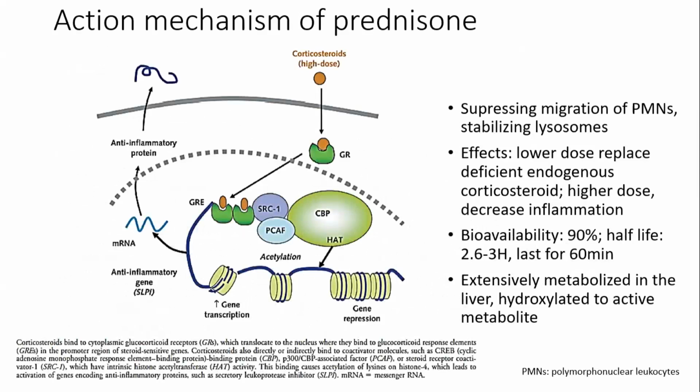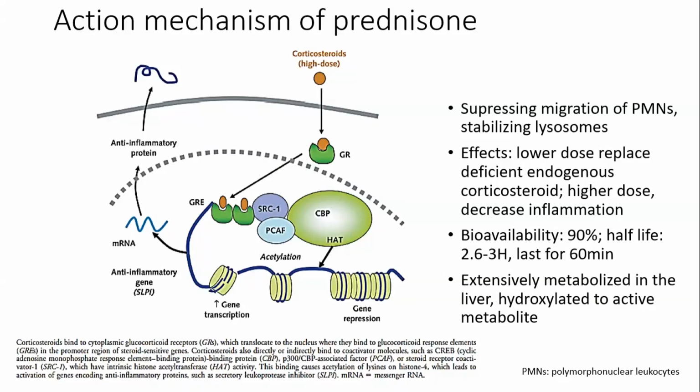Okay, the mechanism of action of prednisone, it is a corticosteroid. So it is a little bit different lah daripada tadi. Tadi tu lebih pada muscarinic response. This one is the action of prednisone, which is the corticosteroid. So they directly suppress migration of polymorphonuclear leukocytes. Okay. Stabilizing lysosome. Lower dose replaces deficient endogenous corticosteroid, and higher dose decreases inflammation. So that is the target, because inflammation is one of the symptoms in the allergy ataupun respiratory disorder conditions.